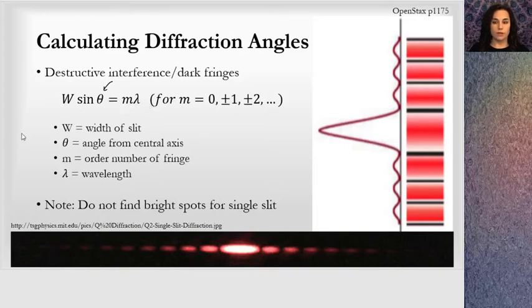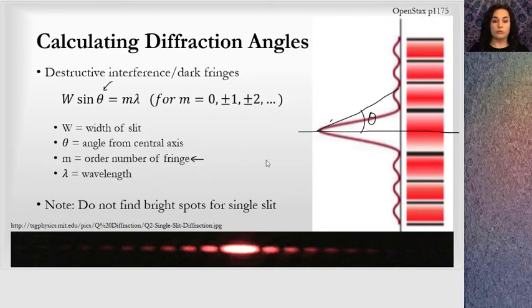Okay, w is the width of the slit. Theta is the angle from the central axis. So there's a central axis in here, and we're going to measure that angle from the central axis. m is the order number of the fringe, which I'll talk about in a second, and lambda is the wavelength. So it's not a terrible equation to use. All of these are pretty easy to identify.